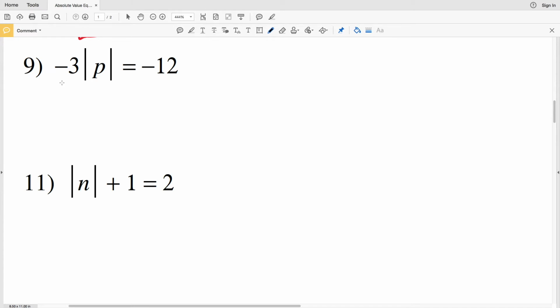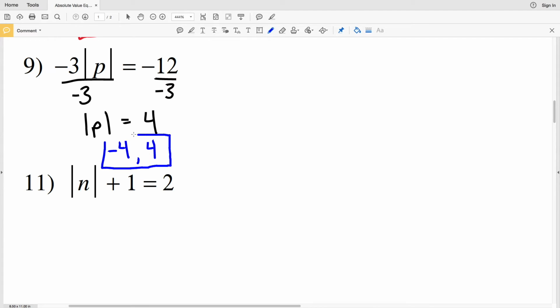So we're going to start by dividing by this negative 3. Now we have the absolute value of p is equal to negative 12 divided by negative 3, which is a positive 4. So since the absolute value of p is equal to 4, we know that p can either be negative 4, since the absolute value of negative 4 is equal to 4, or p can be 4, since the absolute value of 4 is also equal to 4.